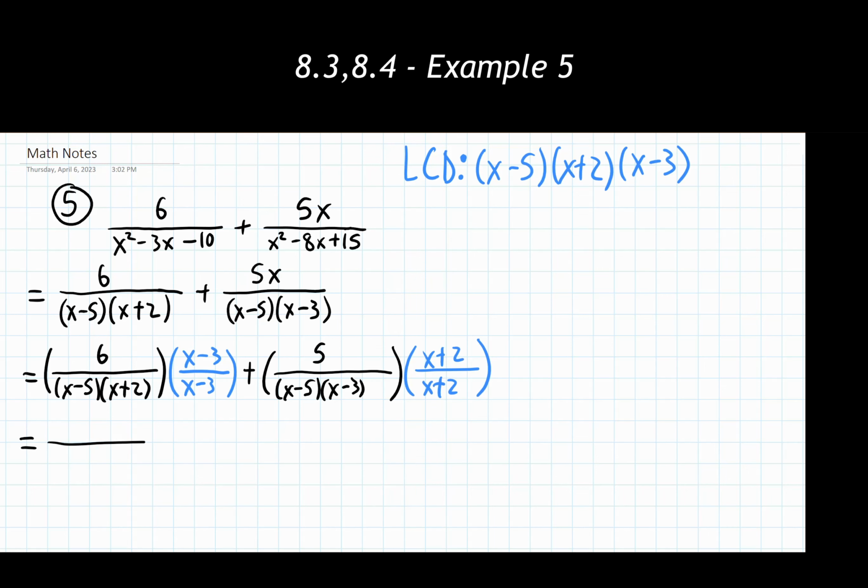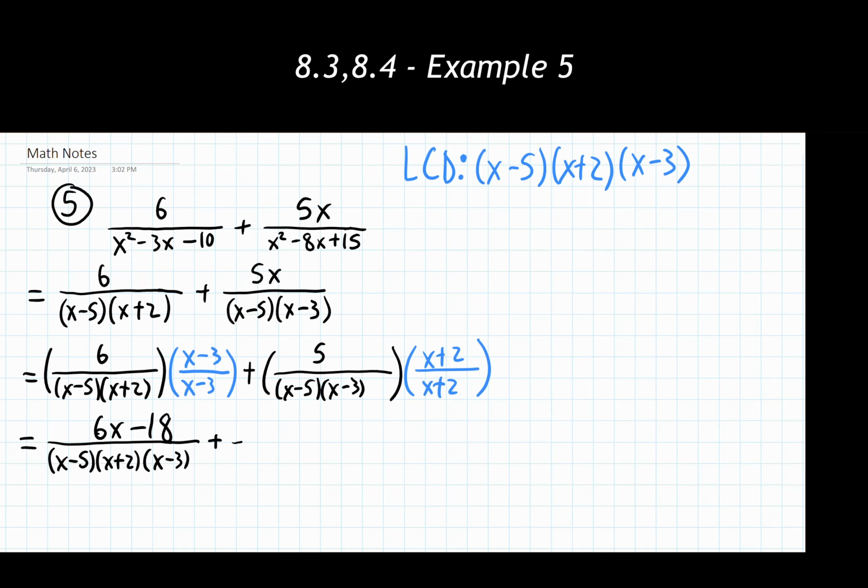Now I can multiply all of that together. The new denominator of the first one is going to be x minus 5, x plus 2, x minus 3, all multiplying together. The new numerator is going to be 6x minus 18. That's the 6 distributing through to everything inside that set of parentheses, and we get this answer here.